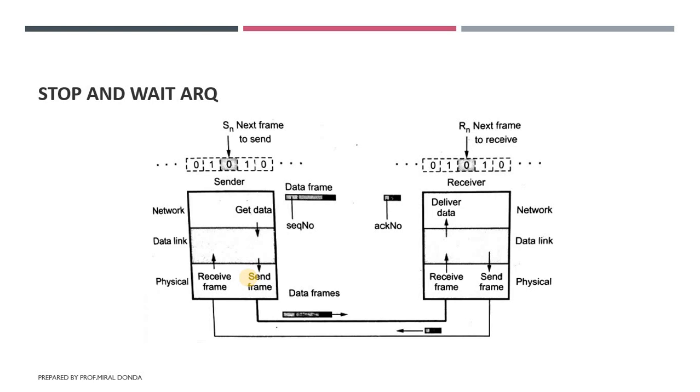As shown in the figure, this is the next frame to send. It is a 1, it is a 0. At the receiver, the next frame to receive is 0. So this is the same as before. Here it provides a data frame with the sequence number, and it also includes the IP address and such things. After receiving this data packet, it sends the acknowledgement to the sender.